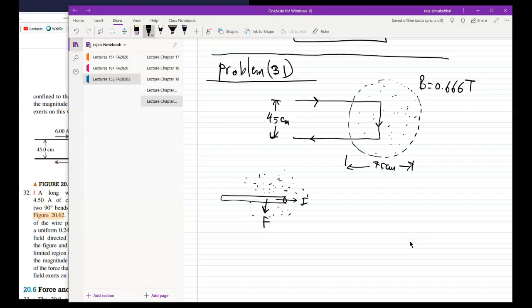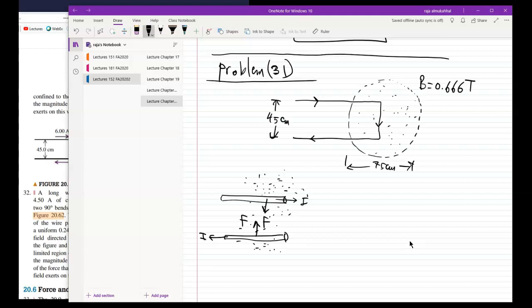Okay, now if the wire is going in this direction, again, you want to use the right-hand rule, and the current is going this way, and it's the same thing in this direction, so that force is going to be upward this way.